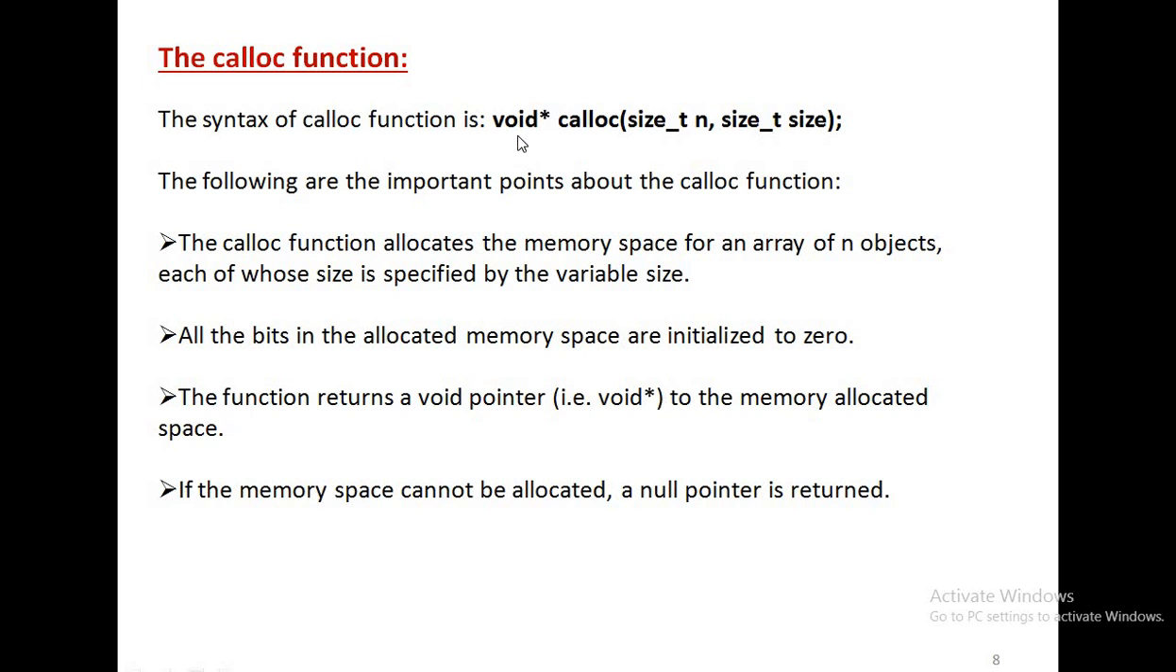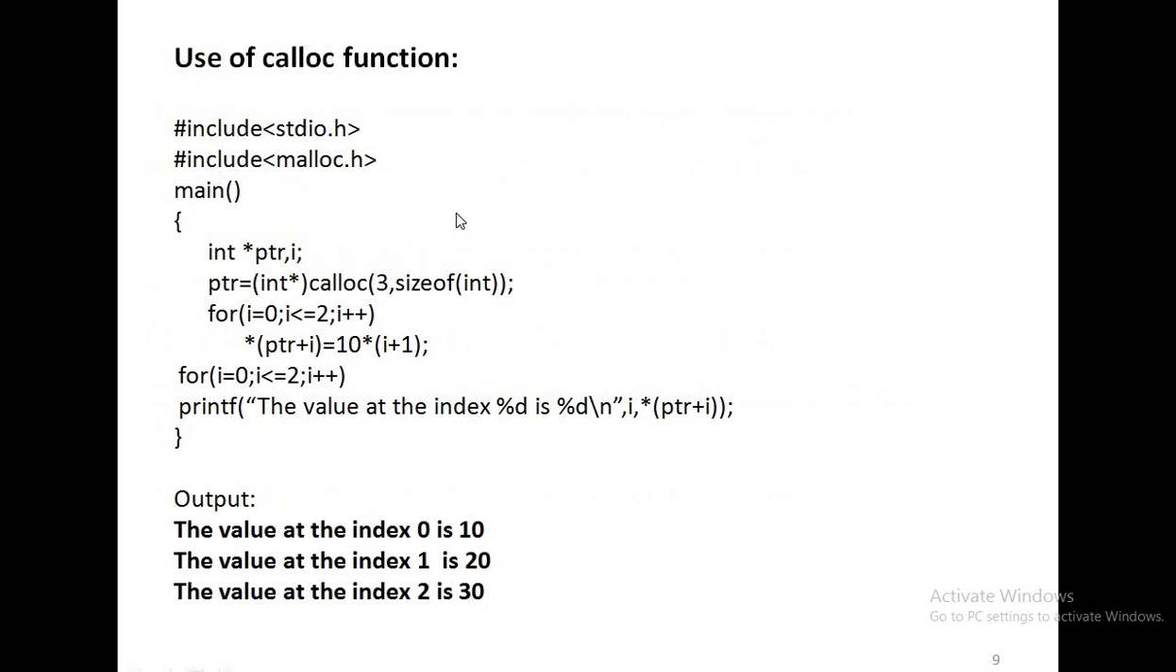A void pointer is again returned, and if the calloc function is not able to allocate its intended size, then it returns a null pointer. For the use of the calloc function, int *ptr, then the calloc function has been utilized here, with 3, sizeof(int). That means by this calloc function, a block of memory will be returned, and the starting address of that block will be returned to ptr, and that block is capable of holding 3 integers. So 3 into the size of one integer, suppose 4, then it will be 12 bytes. In this way, a kind of blank array will be returned to ptr.